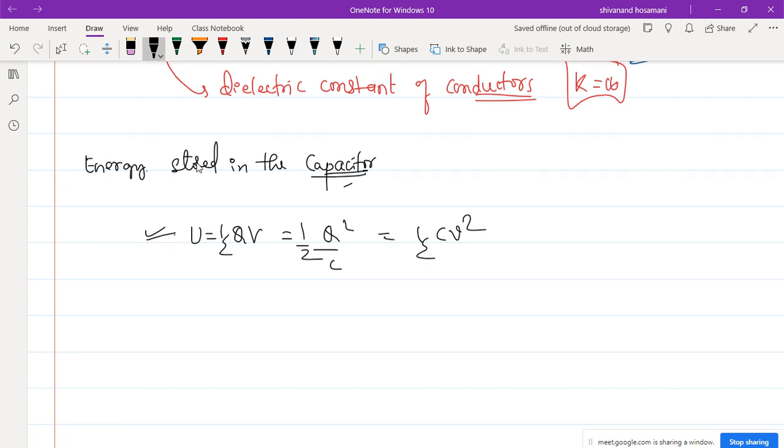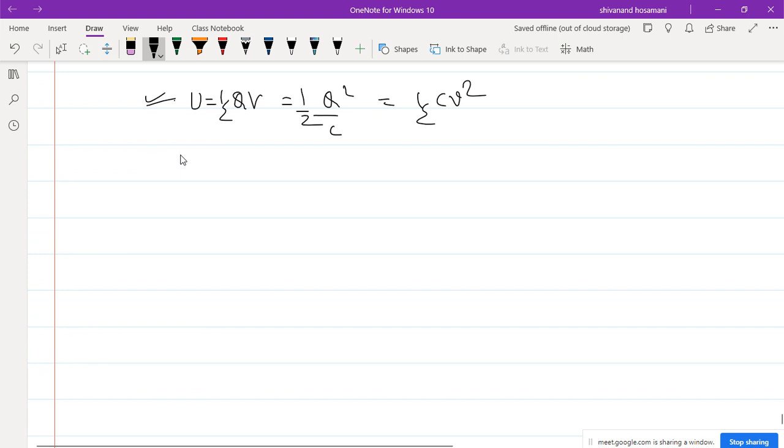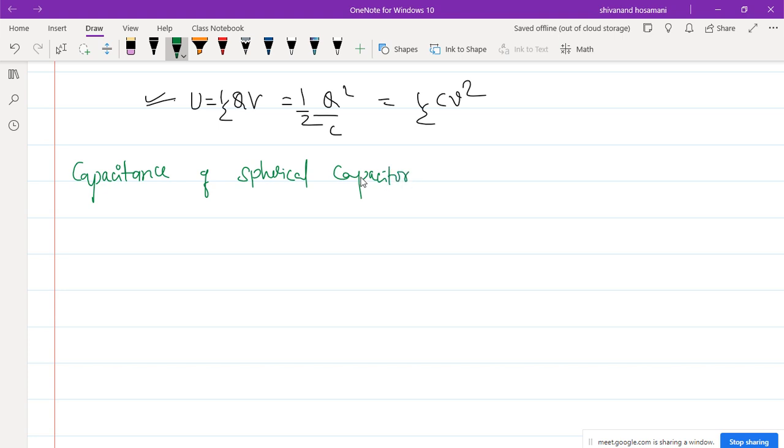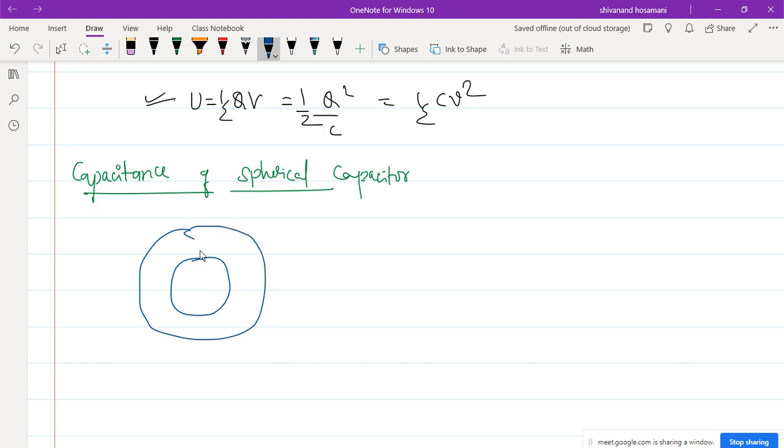Then how to define the capacitance of a spherical capacitor? For a spherical capacitor, there is one spherical plate inside and another plate outside. Let the inner radius be r1 and the outer radius be r2. The inner one has plus q charge and the outer one has minus q charge.